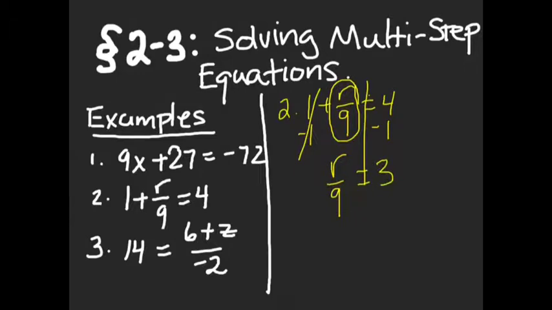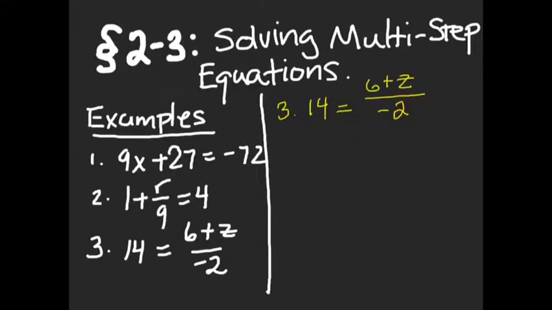Finally, I need to get rid of this 9. It's bothering r. How is it bothering r? By division, and I undo that by multiplying. What I do to one side, I do to the other. The 9's cancel out, and r is equal to 27.